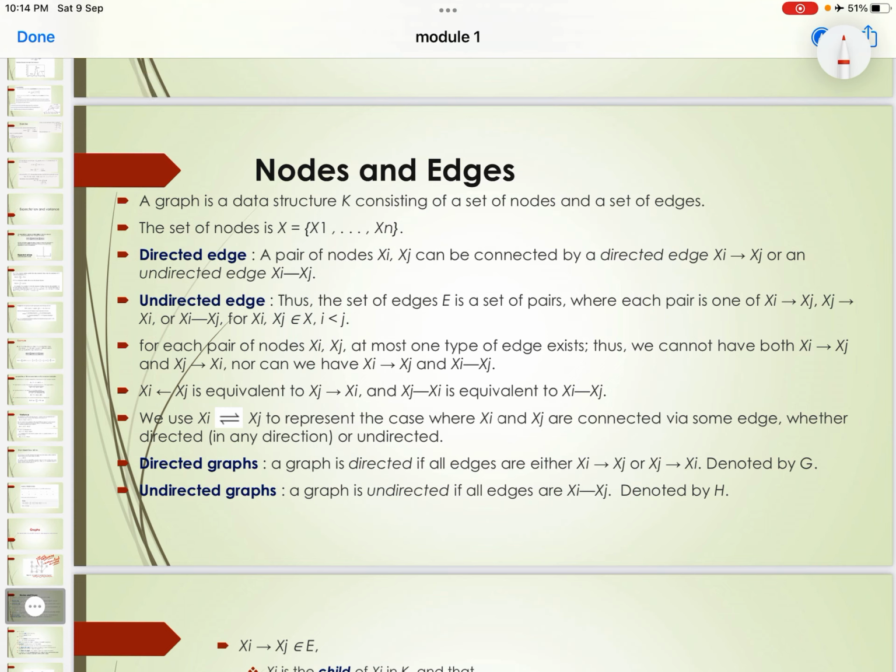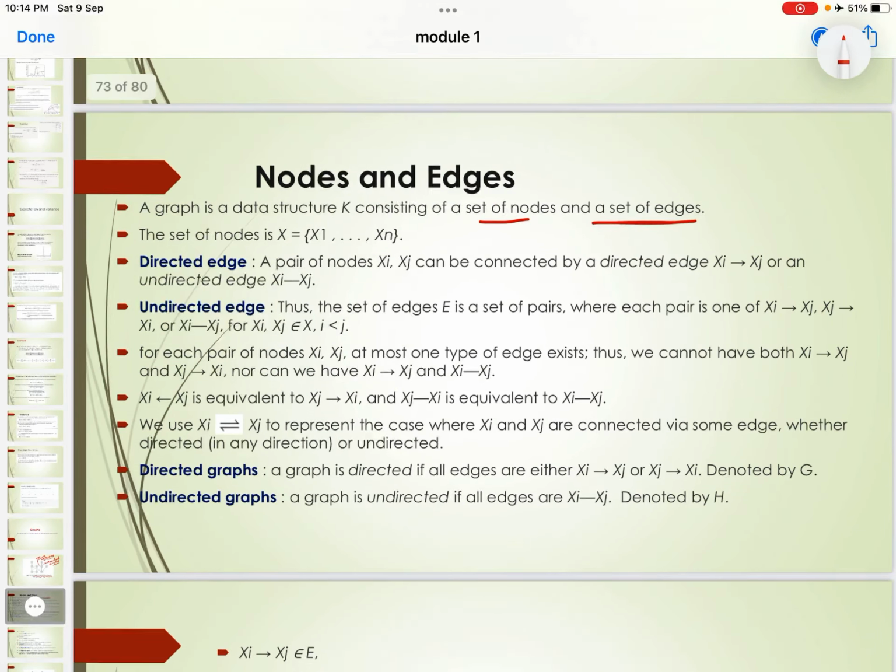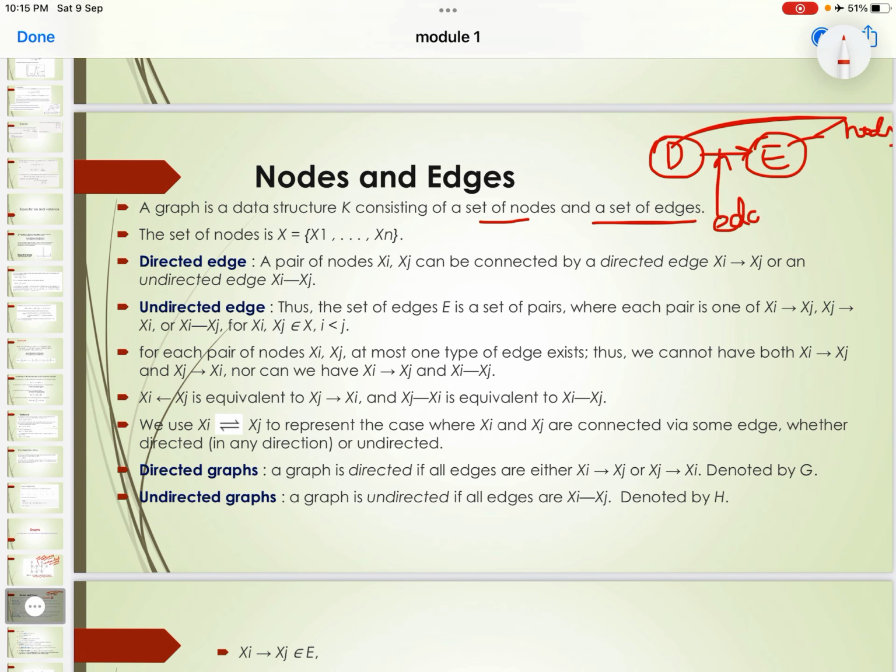Nodes and edges. A graph is a data structure K consisting of a set of nodes and a set of edges. So what are your nodes? If you are moving from D to E, then D and E are your nodes, and this arrowhead is the edge. A set of nodes is X equal to X1 till Xn. Directed edge: a pair of nodes Xi, Xj can be connected by a directed edge Xi to Xj or an undirected edge Xi to Xj.